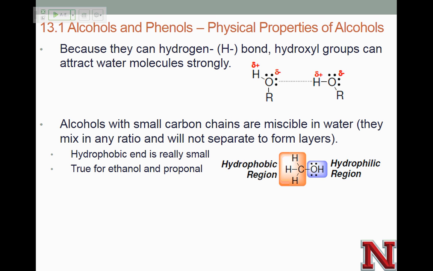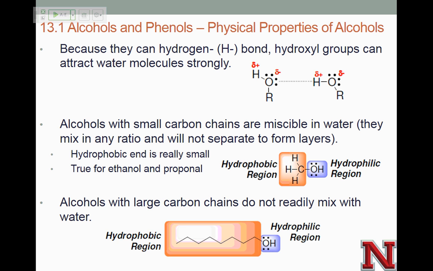We see methanol is soluble in water. We only form one solution. We see ethanol mixes with water. It's miscible. Of course, if you look at the alcohol that you drink, clearly there's water in there, and it doesn't form two layers. So we know it's miscible. But as our hydrophobic region gets bigger, and our branching blocks our alcohol group and its ability to hydrogen bond with water, we get less water solubility. So larger carbon chains don't readily mix with water.